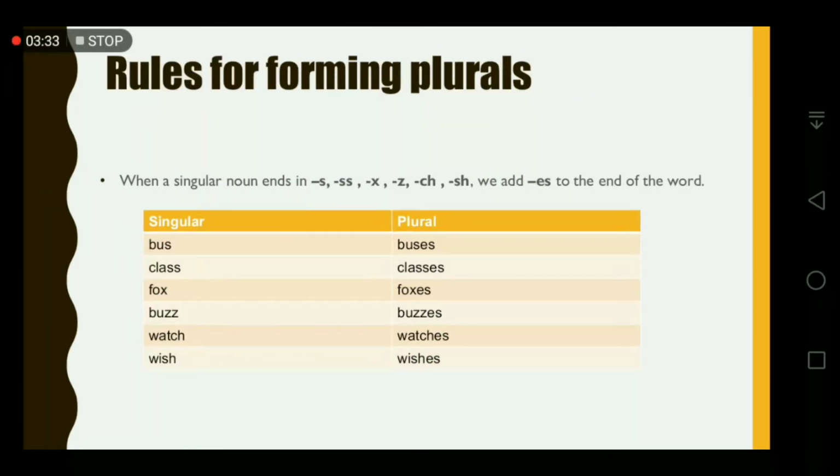Then, when a singular noun ends in s, double s, x, z, ch, or sh, in that case we add es to the end of the word to change singular to plural, like boss, bosses, class, classes, fox, foxes, watch, watches.